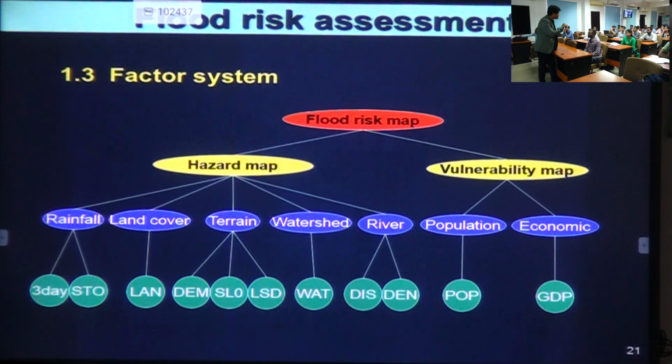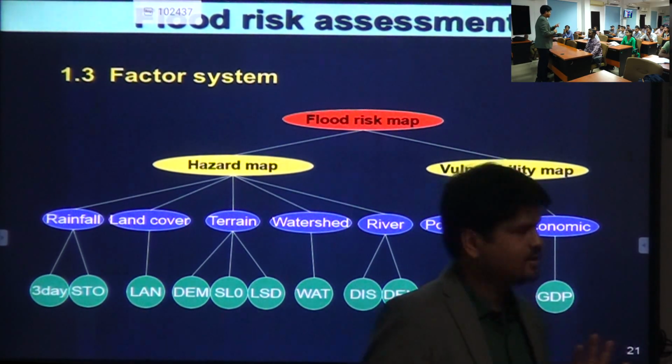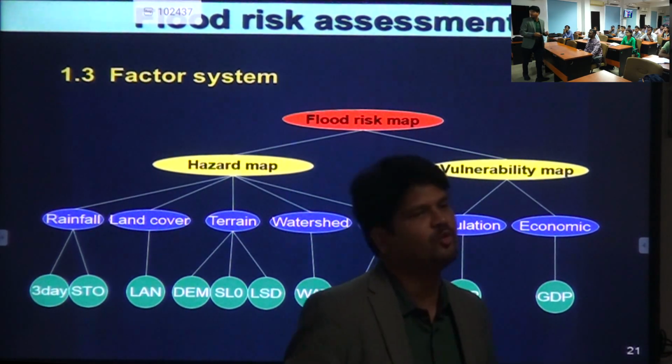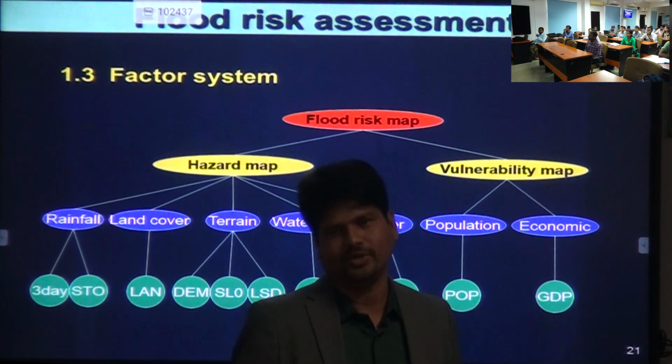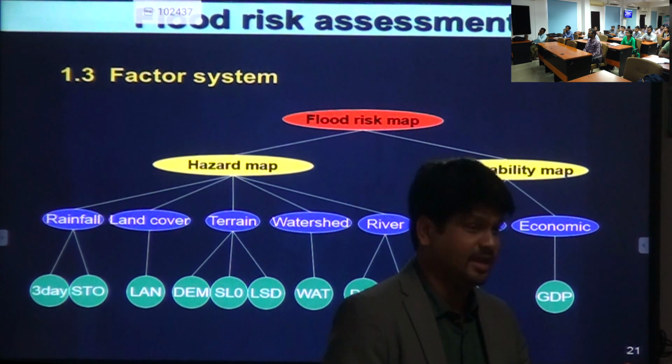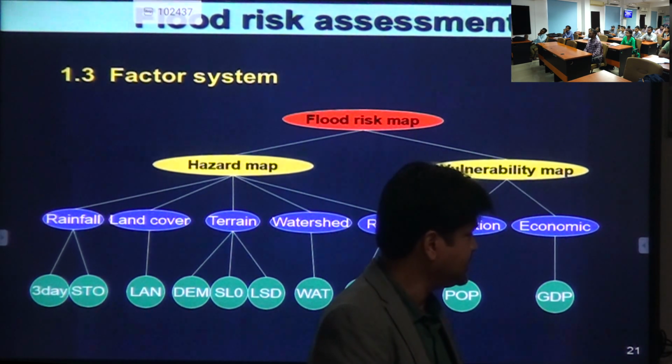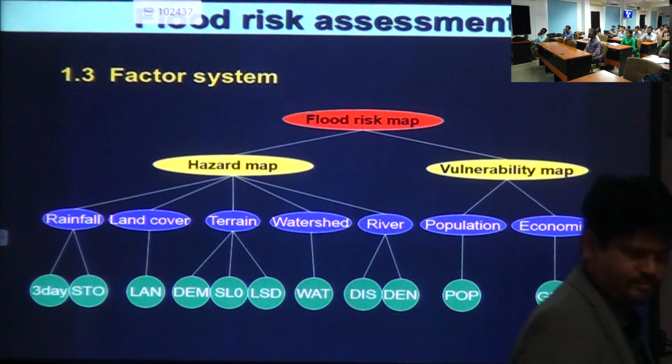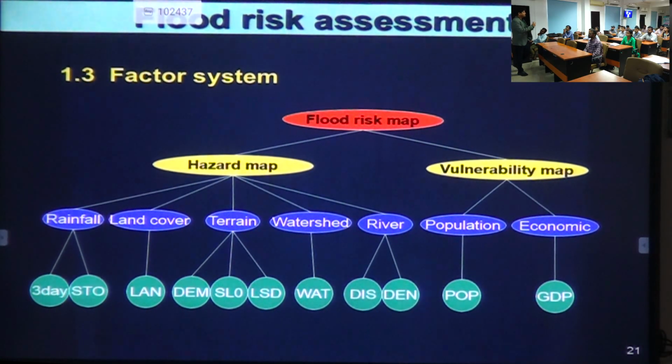Okay? This is how I have broken it down: the objective, what the inputs for the objective are, and then what input data should go into each of those processes. Are you with me? Similarly, for the vulnerability map, I need socio-economic data, right? One is population, another is economic. These are the only 2 data that I have, and that is also at a very large scale. So population is population density and economic is the GDP, gross domestic product.